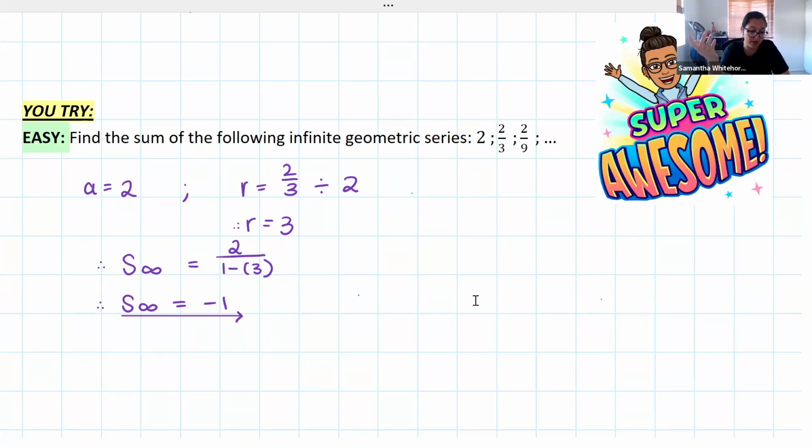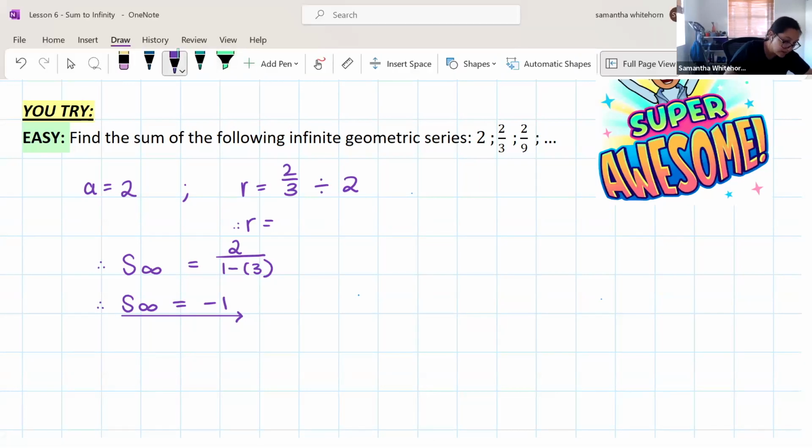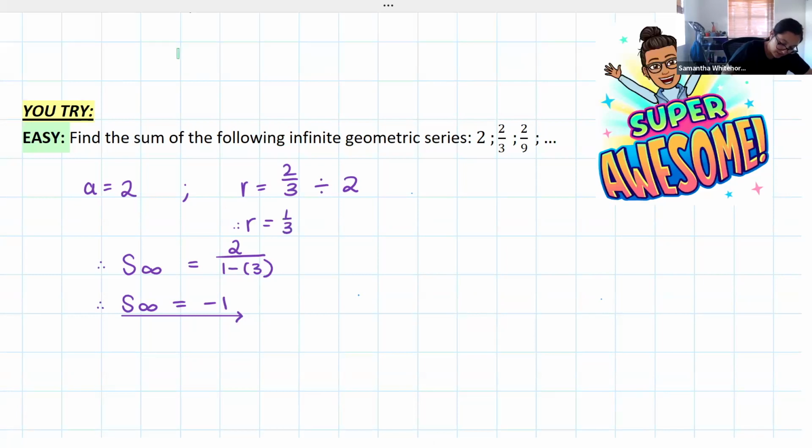So clearly my brain has just lost the plot entirely. It's not 3, guys. It's a third. I'm correcting myself. I do apologize. Okay, there we go. So R is a third, falls within the range, so we're good.